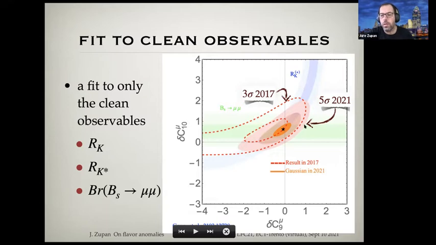you a consistent picture. So that would be a fit to R sub K and B sub s to mu mu, they overlap. And the comparison with the 2017, these are 3 sigma bands. Well, this is a 5 sigma contour. The inner one is the 3 sigma. You see that the old data and the new data are consistent and getting more significant.